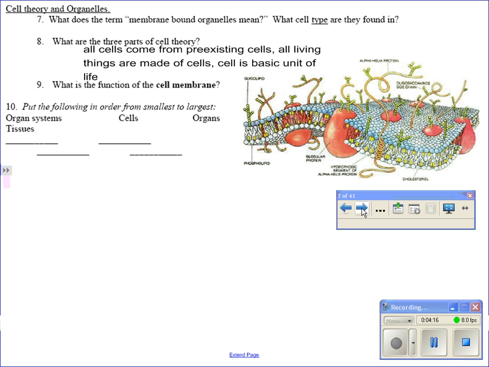What does the term membrane-bound organelle mean? It means that the organelle is separated from the cytoplasm, so there's a barrier from the cytoplasm.